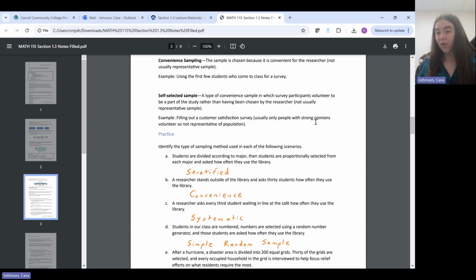So think of even Google restaurant surveys. A 5-star review and a 1-star review are probably going to be the most common. People are probably going to take the time to put a review if they were either really happy or really not happy. So that's true of any self-selected sample. People have to be motivated to do it. So for that reason, it's not usually going to be representative of the population.